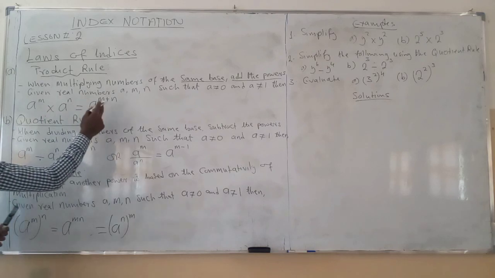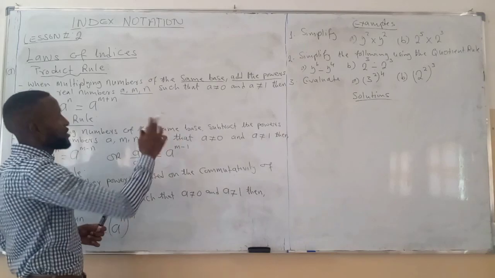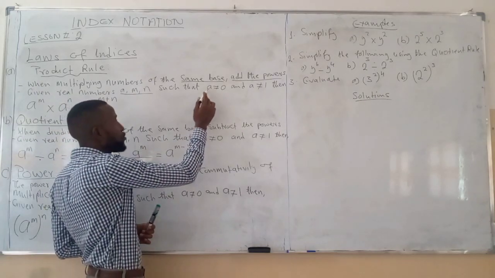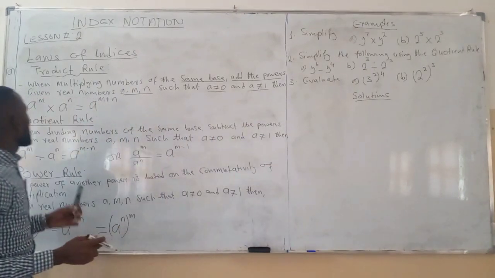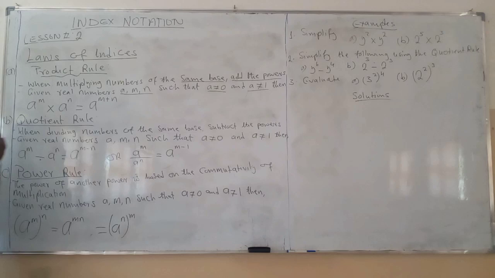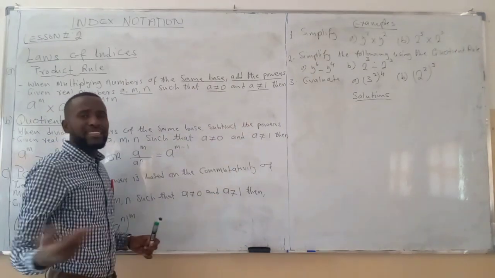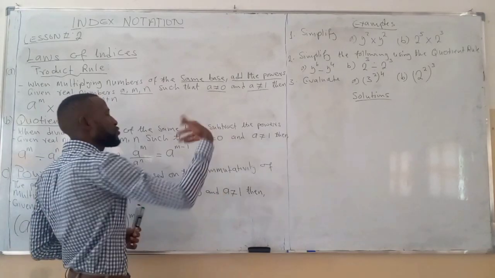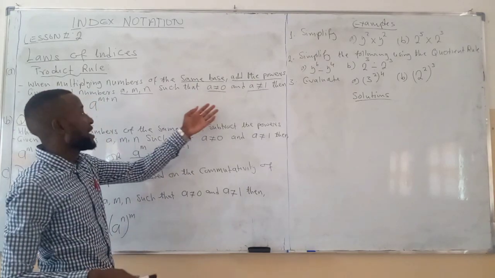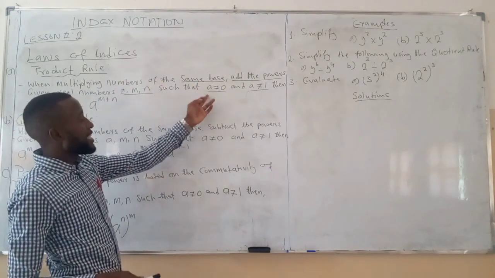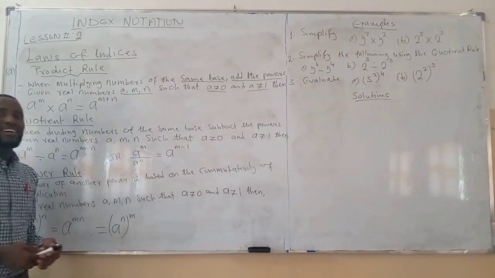So given real numbers a, m, n, where m and n are real numbers like 1, 2, 3, 4, 5, such that a is not equal to 0 and a is not equal to 1, then you can apply this law. Remember, when working with indices, when a base is equal to 0, you are getting 0. When a base is equal to 1, you are getting 1. So there is nothing much to explain on that one. That's why, if you are going to use the product rule, let the base not be equal to 0 and not be equal to 1, and you are going to get your answer correctly.